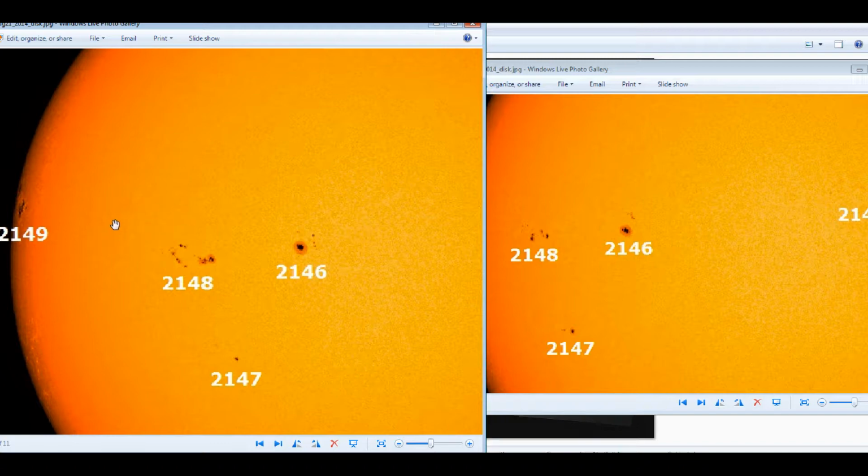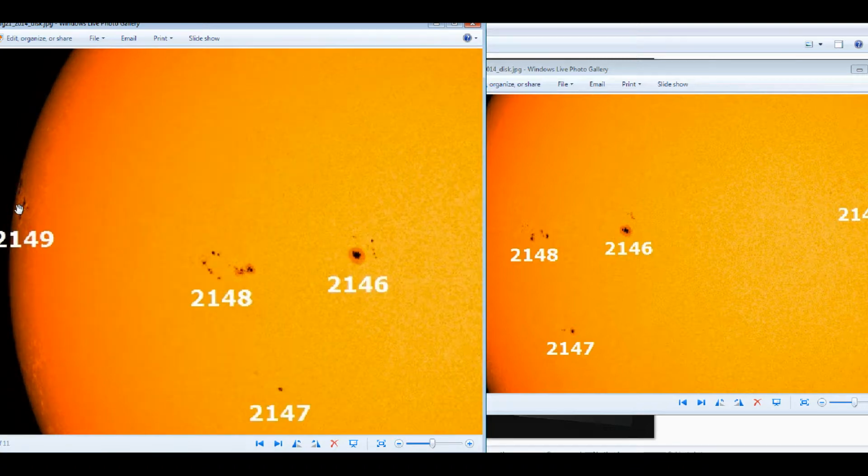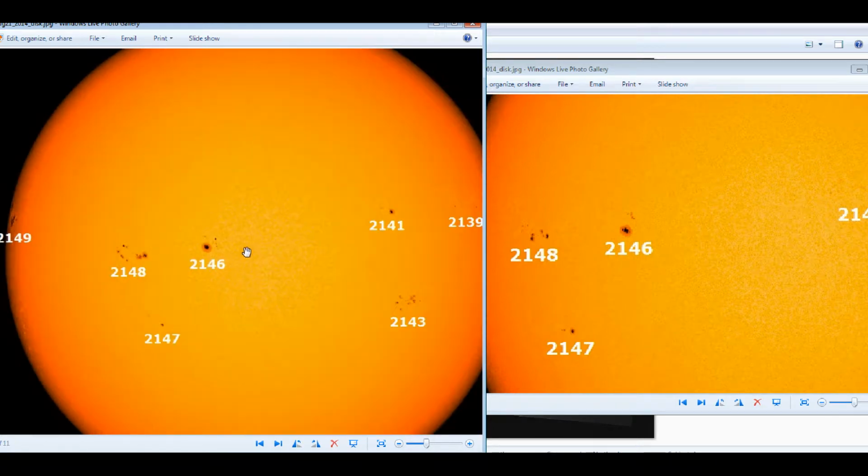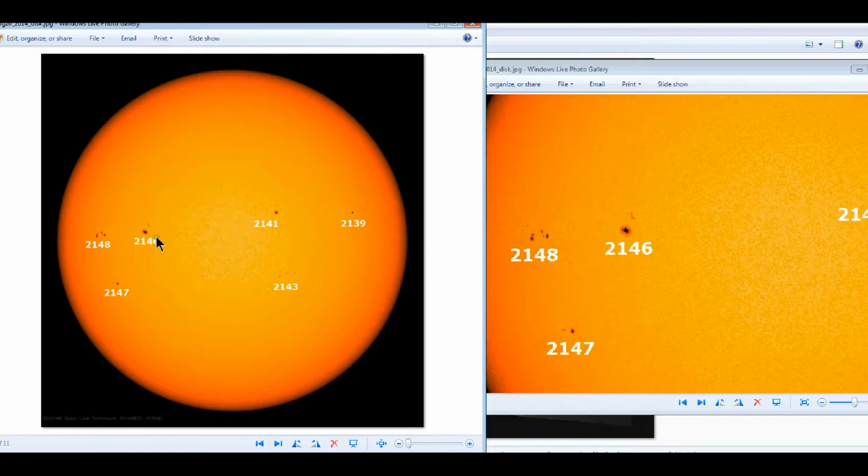So hopefully within the next couple of days, I'll be able to get out there with the telescope again and get this area 2149. That would be exciting. But getting back to the 2146 area, that would be this one here.